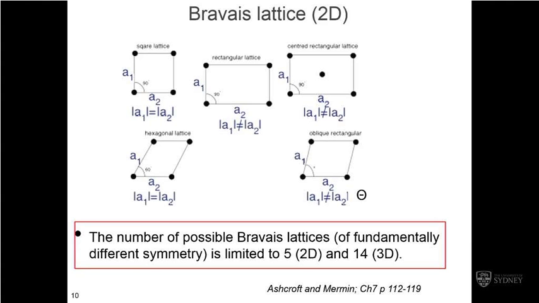And in 3 dimensions, there are only 14. Okay, and have I given you the 3-dimensional ones? I probably haven't given you the 3-dimensional ones, but you can easily look those up, and you don't need to know them. But there's only 14, and in Chapter 7 of Ashcroft and Mermin, it shows you all of the 14 for 3-dimensional space. Okay, so these are the only 5 lattices in 2 dimensions.